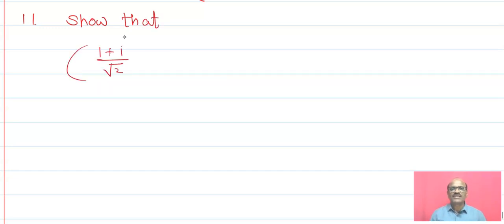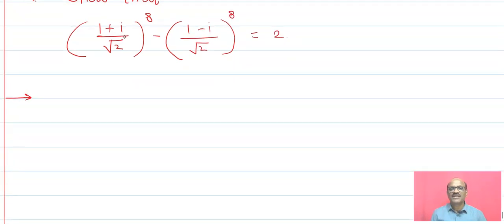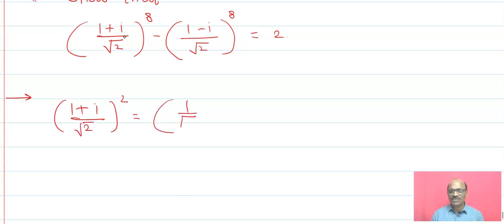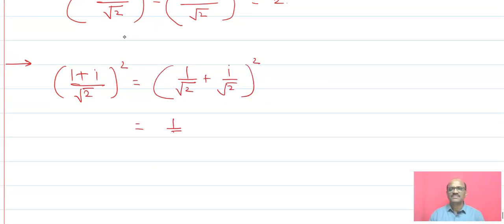Now, next example, number 2. Show that ((1+i)/√2) raised to 8 plus ((1−i)/√2) raised to 8 is equal to 2. Now, this is the 11th example, because the numbers in the textbook given are wrong. Therefore, I have corrected it. This is the 11th example.